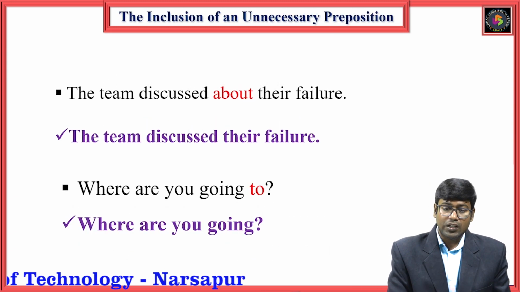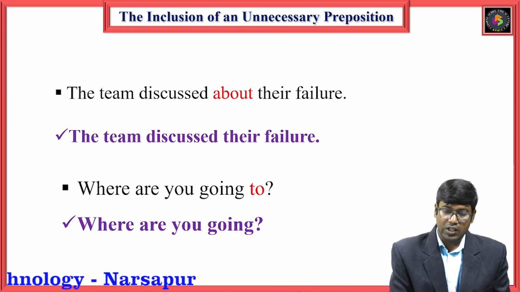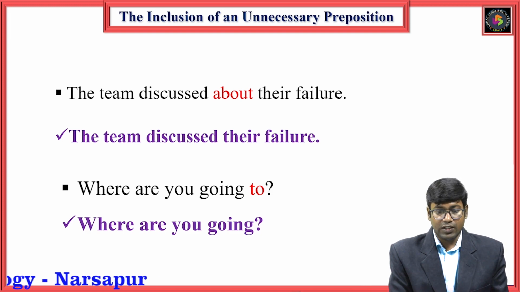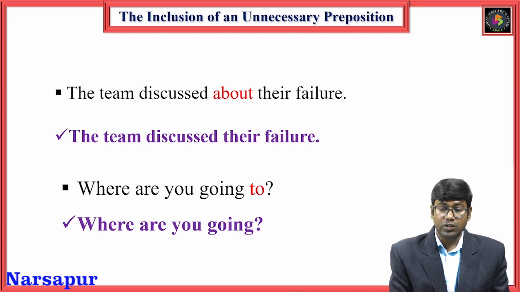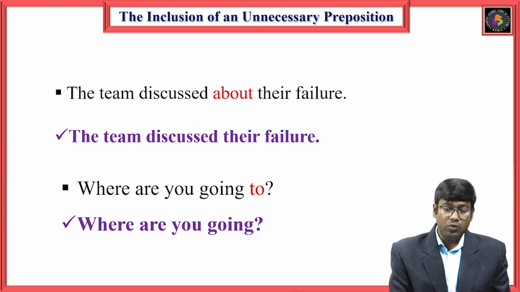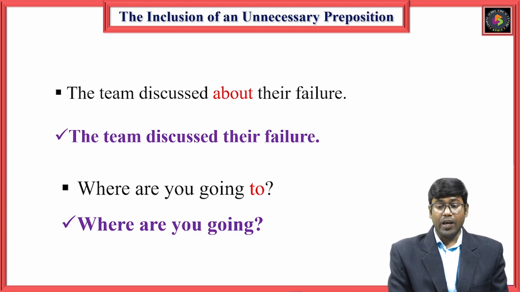A third type is the inclusion of an unnecessary preposition. You can see one such example: the team discussed about their failures. Here about is unnecessary. So the team discussed their failures. This about is unnecessary. Here is another example: where are you going to? This to is unnecessary. It should be where are you going?